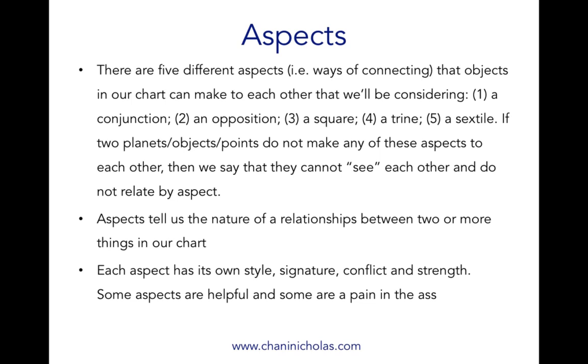If 2 planets or objects or points do not make any of these aspects to each other, then we say for now that they can't see each other and do not then relate by aspect. So aspects tell us the nature of a relationship between 2 or more things in our chart. Each aspect has its own style, signature, conflict, and strength. Some aspects are helpful and some are a pain in the ass.